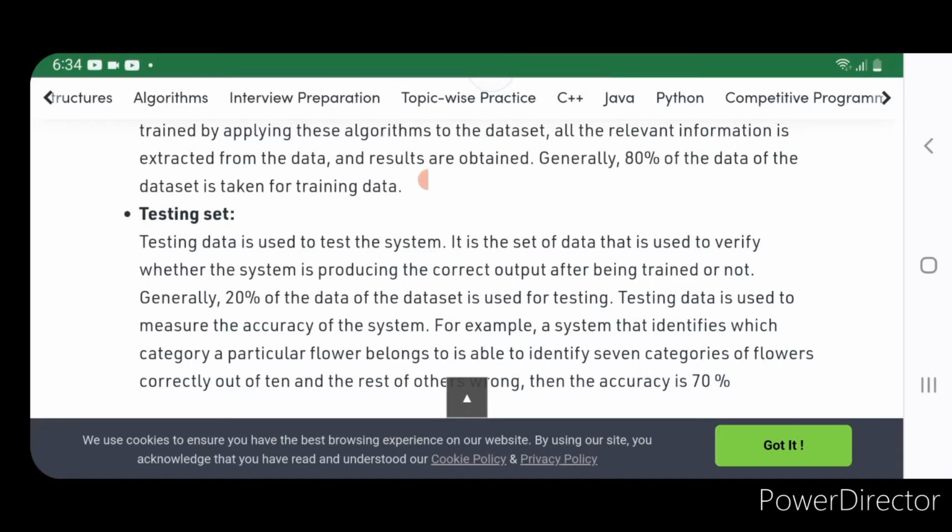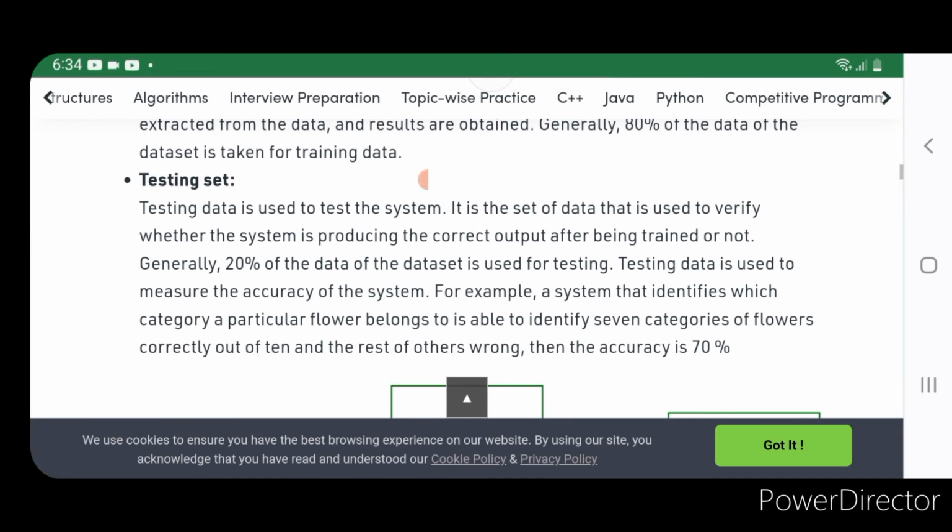For example, a system that identifies which category a particular flower belongs to is able to identify 7 categories of flowers correctly out of 10 and the rest wrong. Then the accuracy is 70%.